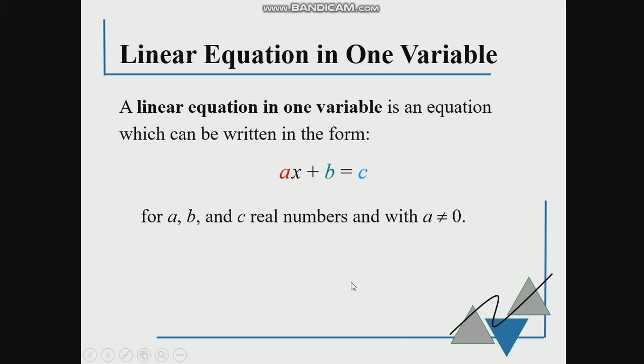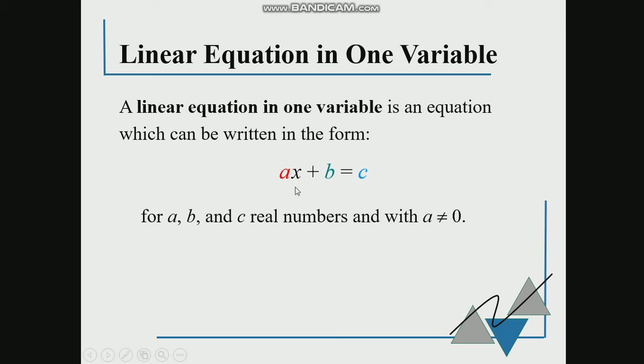Today I'm going to talk about some definitions related to linear equations in one variable. Linear equations in one variable are written in this form, where a, b, and c are real numbers and a is not equal to 0. Now each piece of this equation is called a term. So this is a term, this is a term, this is a term.